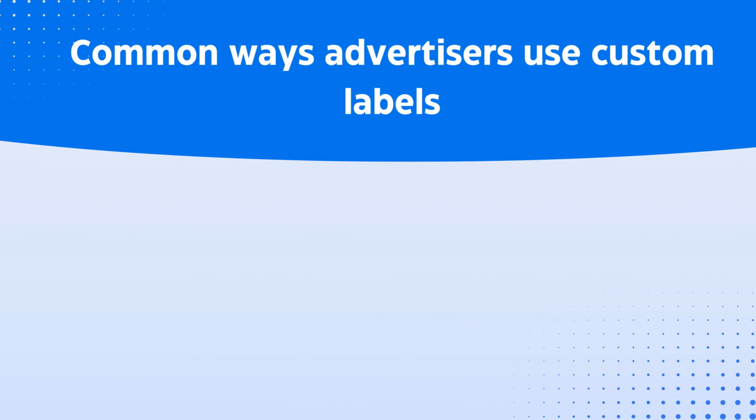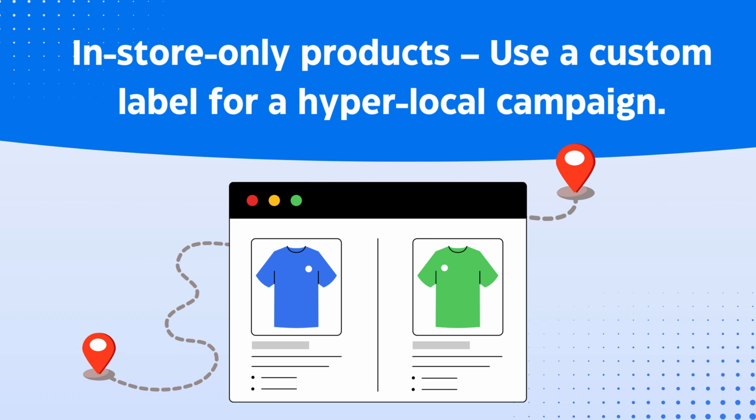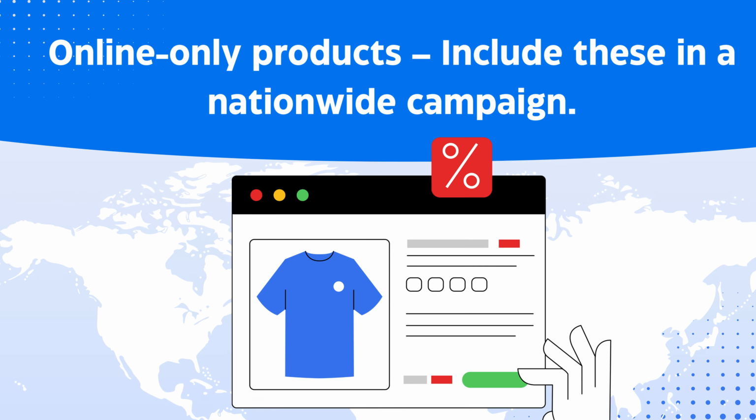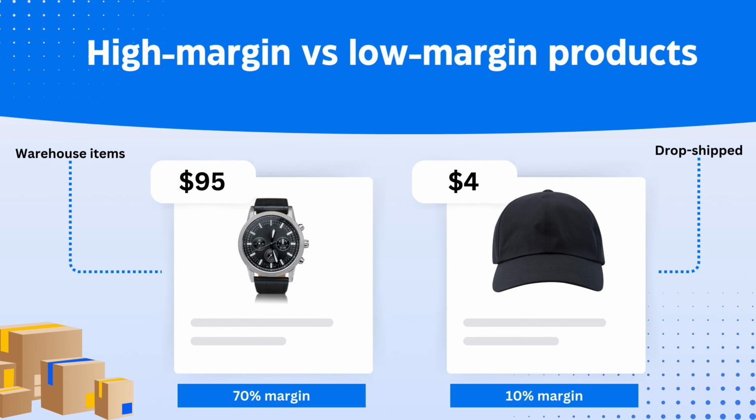Here are some other common ways advertisers use custom labels. In-store-only products: use a custom label for a hyperlocal campaign. Online-only products: include these in a nationwide campaign. High-margin versus low-margin products: for example, bulk warehouse items may have a 70% margin, while drop-shipped products might only have 10%. Labeling them separately lets you run different campaigns with different budgets and goals.